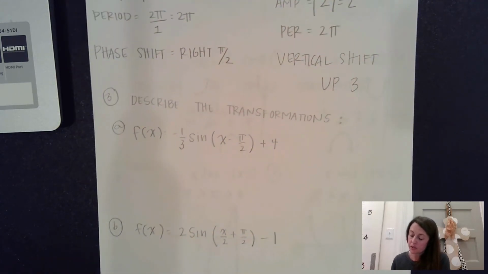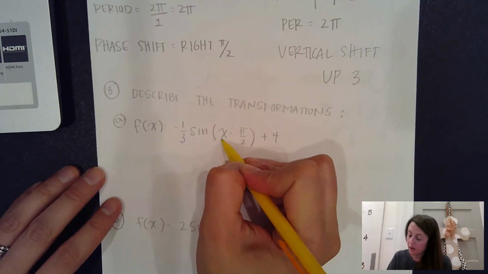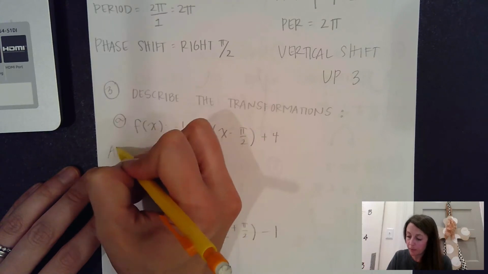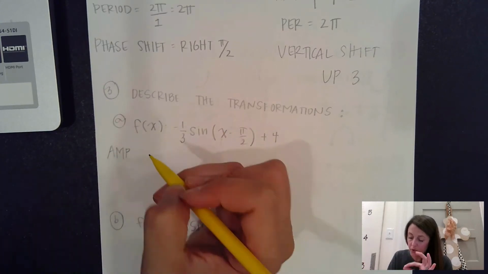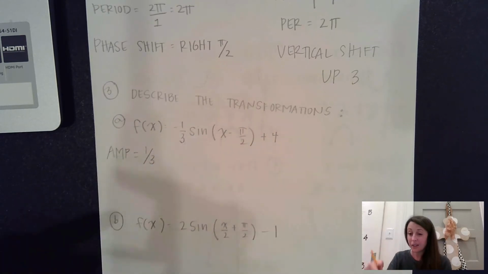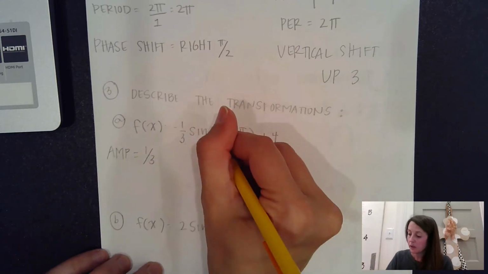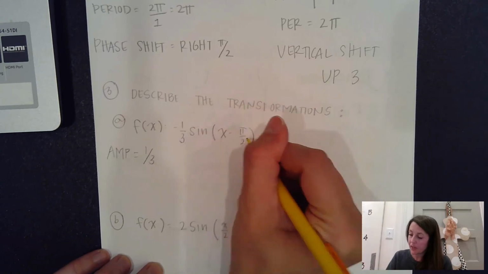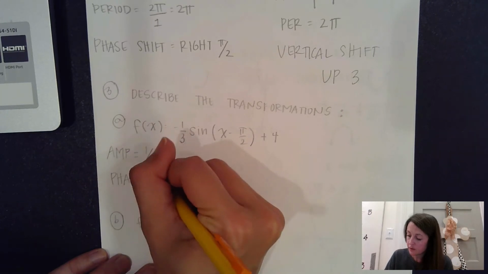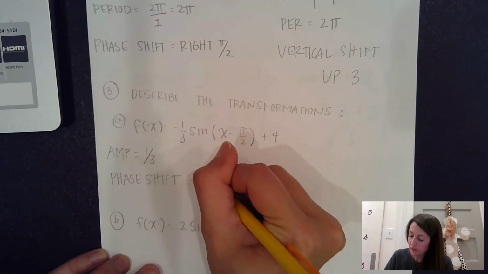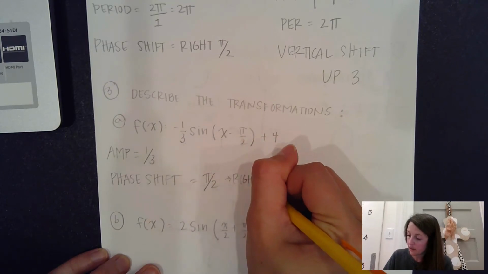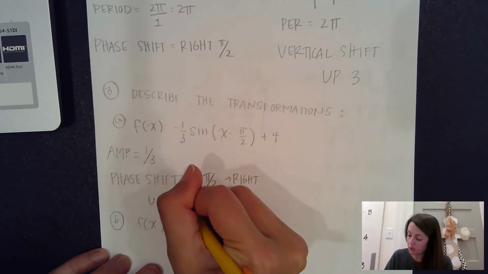Describe the transformations here. So here we're going to have an amplitude of 1/3. So that means that I'm going to shrink this a little bit. So it's going to get smaller. And it's also going to be a reflection. It's going to have a phase shift right pi over 2. So it's going to move to the right pi over 2. And then it's going to move up 4 units.